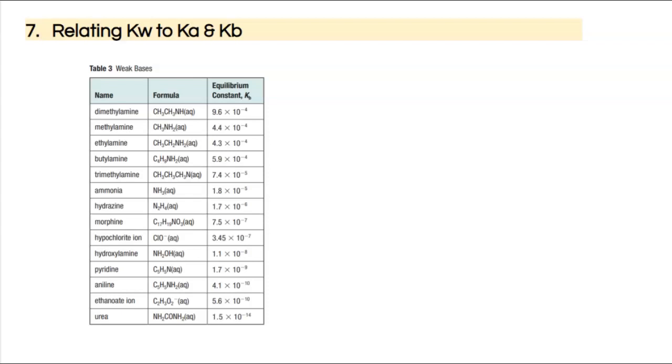But let's say, for example, that I were looking for the Kb value for a question that required me to know the Kb value for the nitrate ion, NO3-. Well, how would I go about it? It's not on the list.